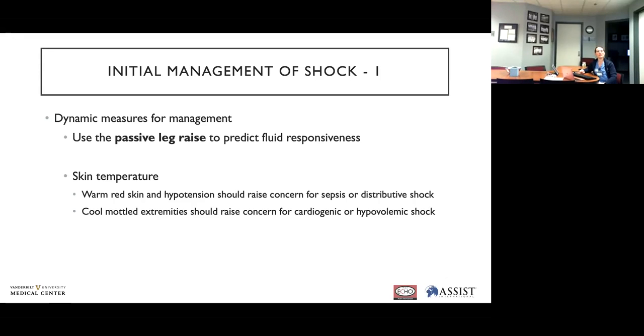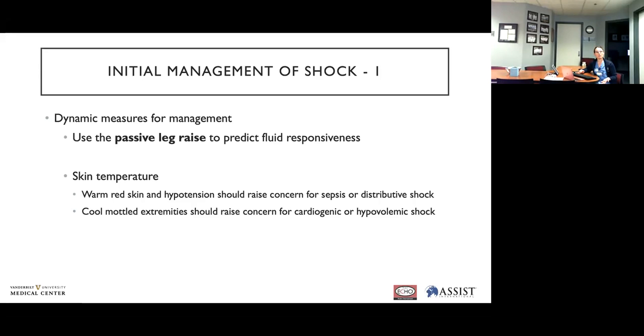So in your initial assessment and management of patients with shock and COVID-19, dynamic measures can be very helpful. Things such as the passive leg raise can help you to predict fluid responsiveness in these patients. Simply raising the patient's legs up in the air and looking for a response in systolic blood pressure of greater than 20 millimeters of mercury or diastolic blood pressure greater than 10 millimeters of mercury can help you to decide would this patient benefit from giving them a bolus of fluids or continuing IV fluids.